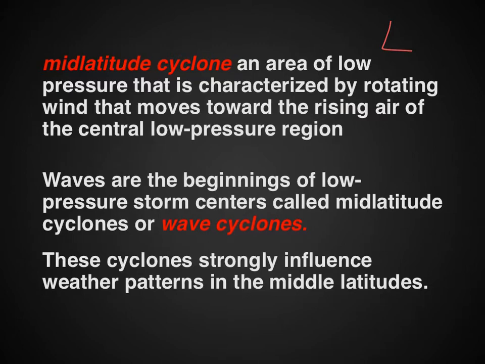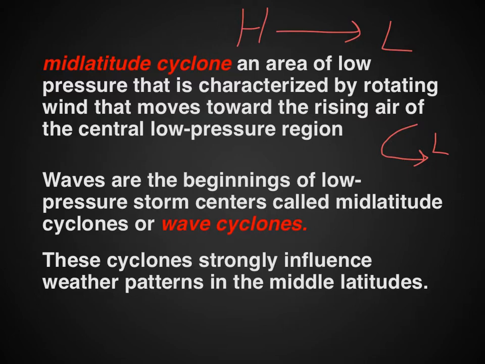region. So basically what we have here is air rushing toward, always trying to find that area of low pressure. Something about fluids, which air is a fluid, you need to remember is that fluids always rush to that area of high to low pressure, right? So air always wants to go to the low pressure. So waves are the beginnings of low pressure system storm centers called wave cyclones. So we actually have waves of air form because of these pressure differences.